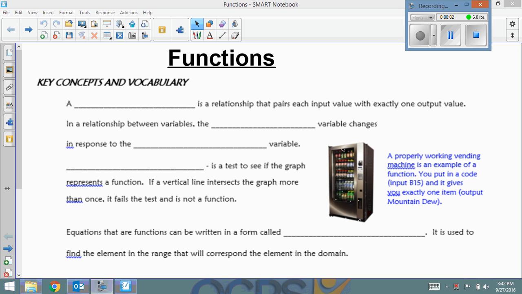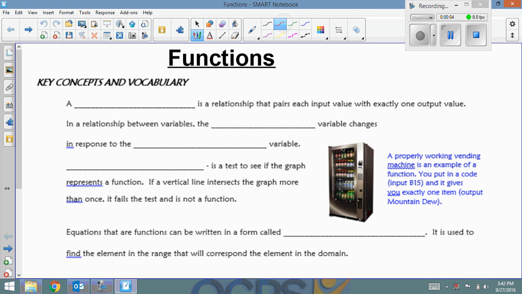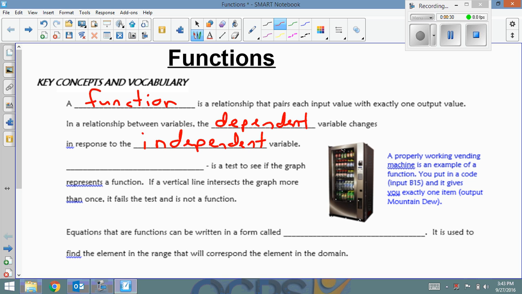Okay, so today we're going to talk about functions. A function is a relationship that pairs each input value with exactly one output value. That's the definition. In a relationship between variables, the dependent variable changes in response to what the independent variable tells it to. Our dependent variables are typically y, and our independent variables are x.